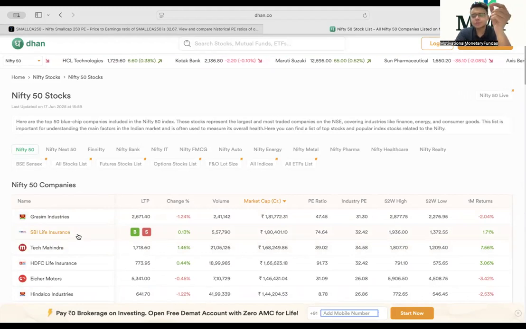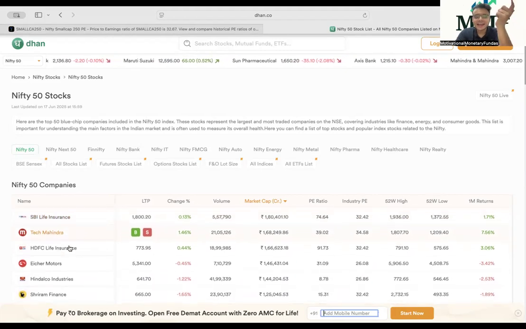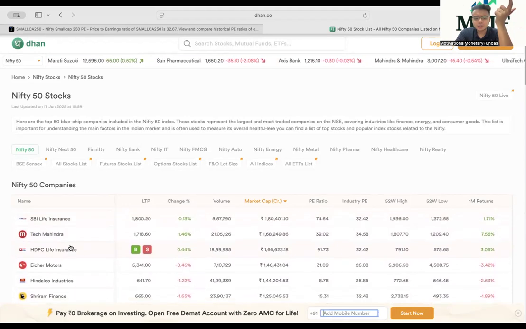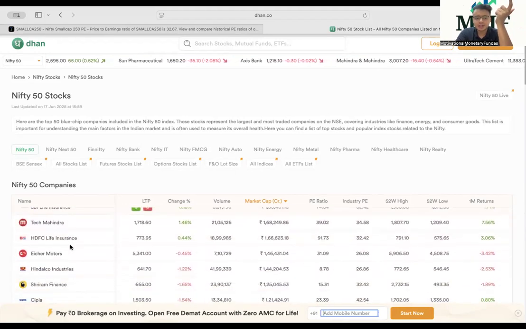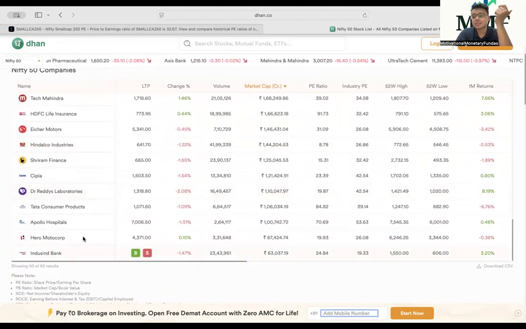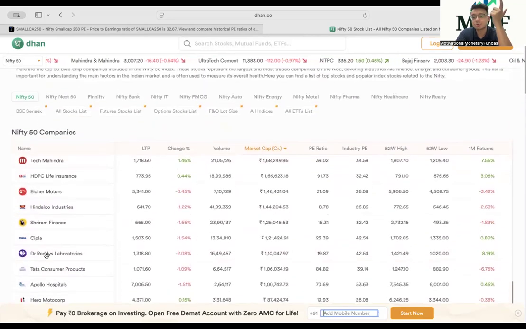But अगर मुझे प्राइस टू अर्निंग या प्राइस टू बुक पे चूज करना हो, आई चूज प्राइस टू बुक और प्राइस टू एम्बेडेड वैल्यू। फॉर इंश्योरेंस कंपनी बुक वैल्यू सेम एज एम्बेडेड वैल्यू। टेक महिंद्रा प्राइस टू अर्निंग कर सकता हूँ, HDFC Life Insurance, same logic as the SBI Life Insurance. Eicher Motors, price to earning. Hindalco, price to book. Shriram Finance, price to book. Cipla, price to earning. Dr. Reddy, price to earning. Tata Consumer Products, price to earning. Apollo, price to earning. Hero MotoCorp, price to earning. IndusInd Bank, a BB है, price to book value.